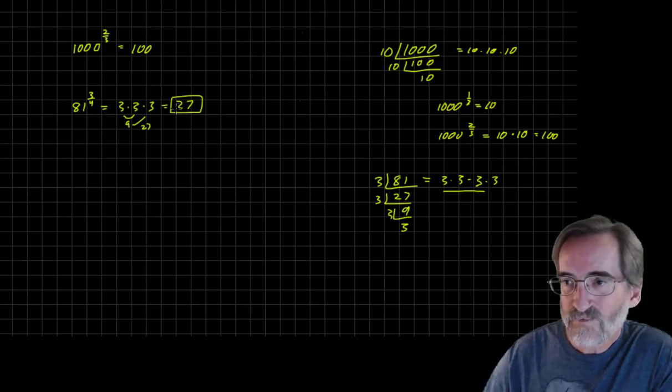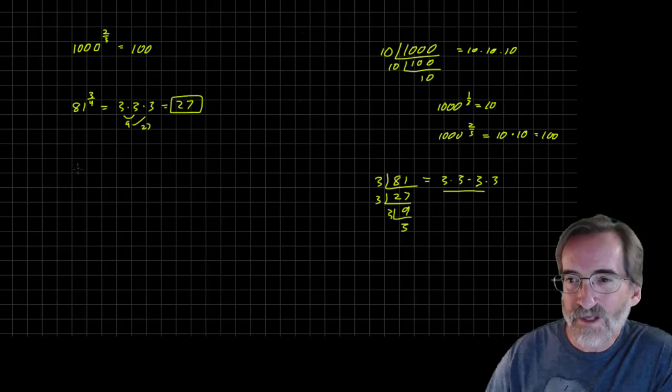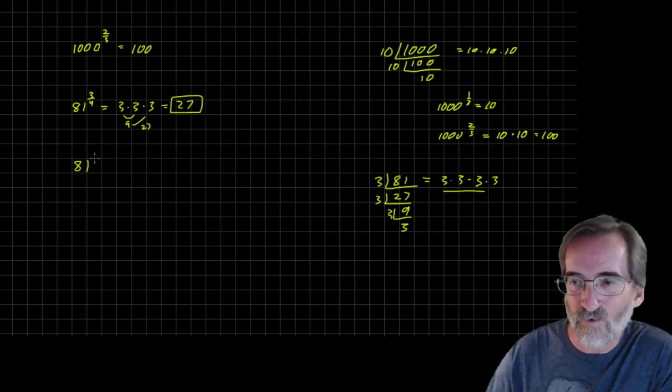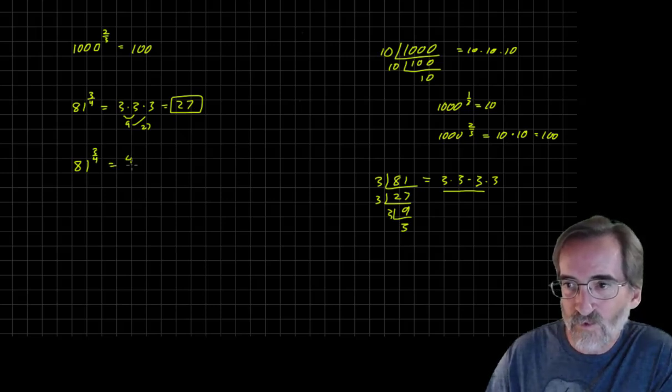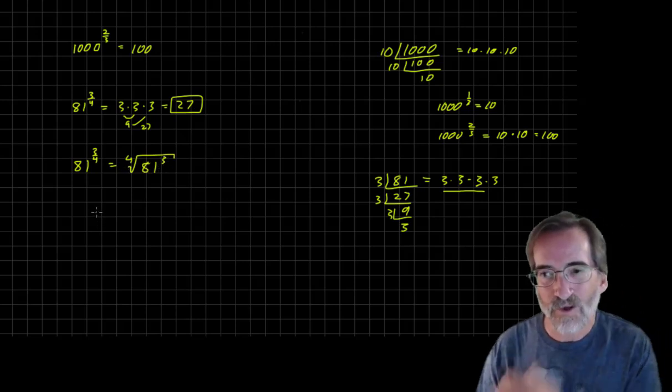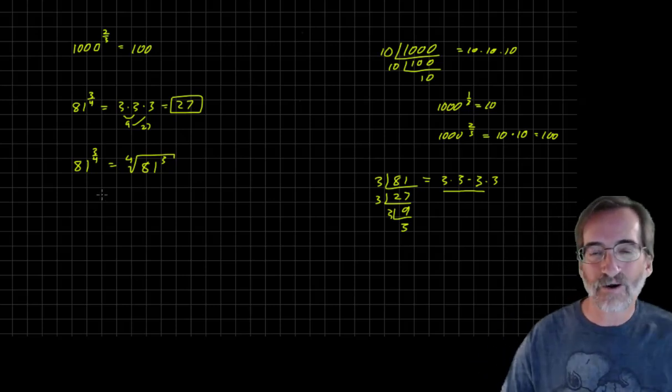27. Okay? Now the lesson doesn't cover it, but there is a way to write this in radical form. 81 to the 3/4 is the fourth root of 81 to the third power. But you don't need to know that for this lesson. All right? Hopefully that helps.